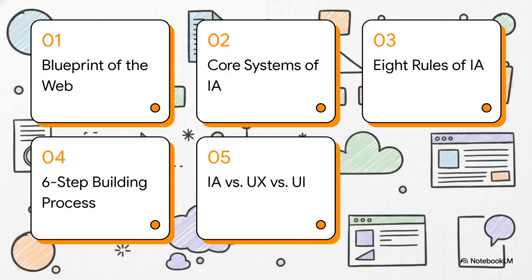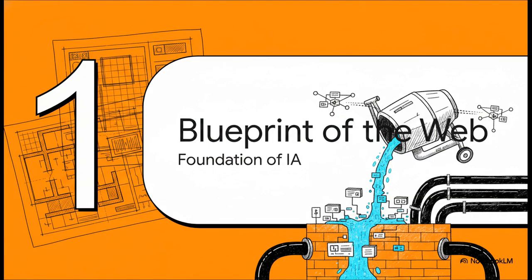So, today, we are breaking down this master blueprint into 5 key areas. We'll look at the blueprint of the web, the core systems of IA, the 8 rules of architecture, the 6-step building process, and finally, we'll wrap up with how IA actually compares to UX and UI. All right, let's pour our digital foundation right now with Section 1, the blueprint of the web.